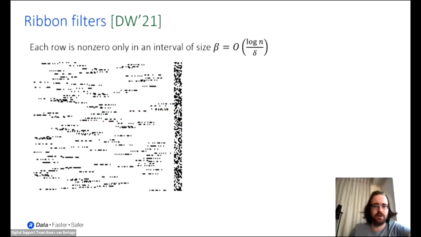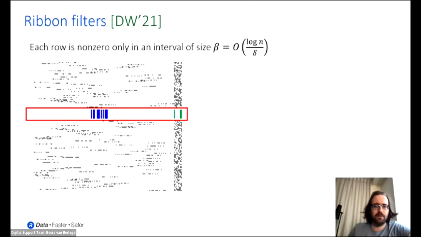An alternative approach that trades off compression efficiency versus speed is ribbon filters. So the idea of a ribbon filter is that instead of hashing to a vector with fixed Hamming weight, you hash to a vector which is non-zero only in a certain interval that is randomly placed, or rather pseudo-randomly placed by the output of the hash function, and its contents are uniformly pseudo-random.